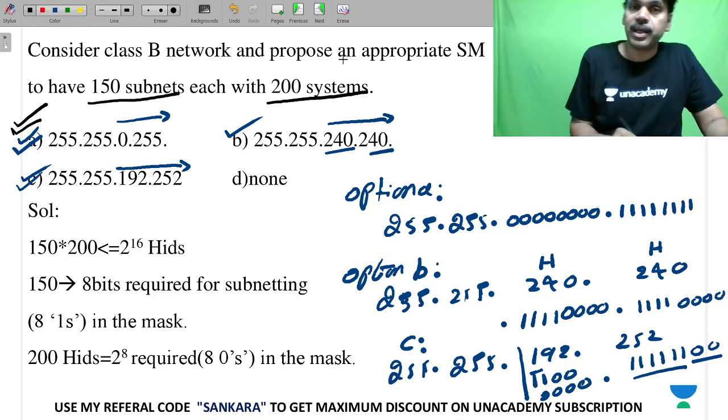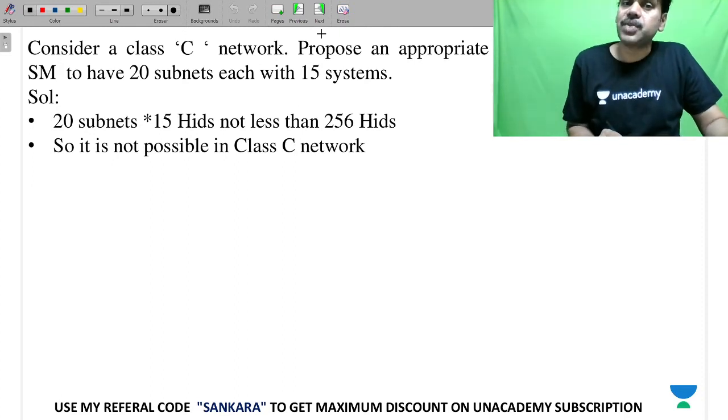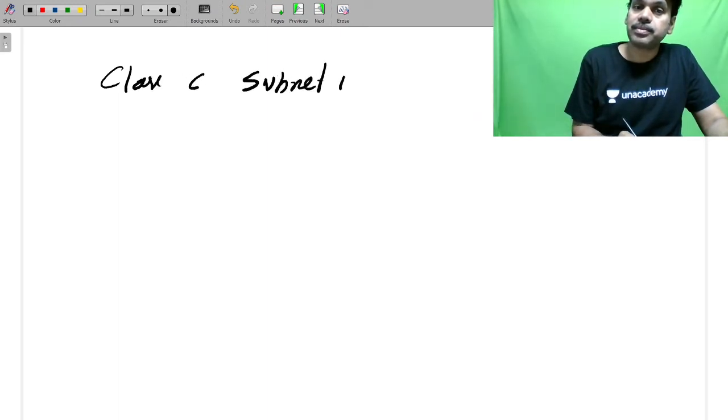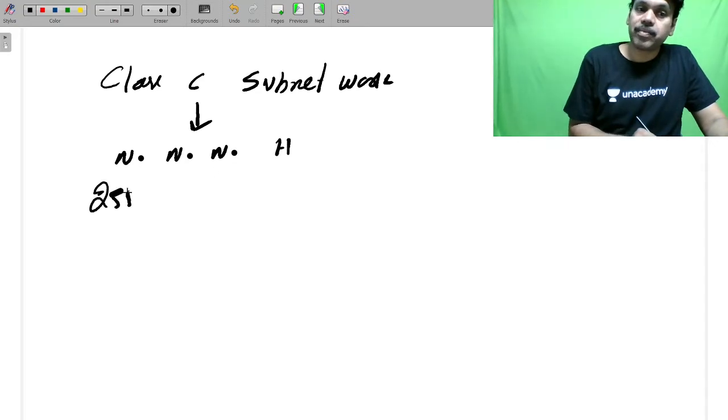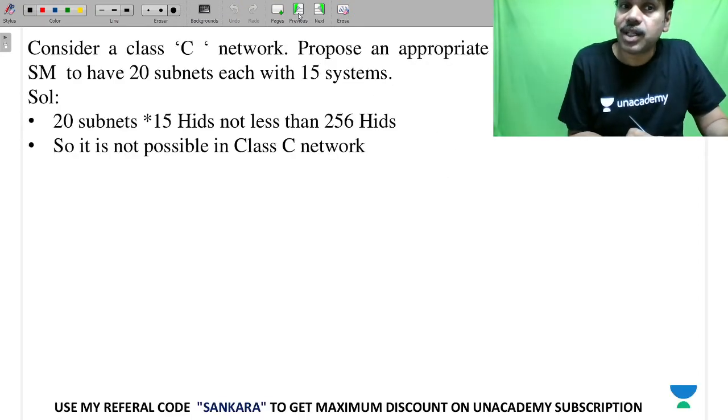Okay, now let us see another question. Consider a class C network, propose an appropriate subnet mask to have 20 subnets. So let us see the class C subnet. Class C is nothing but N.N.N.H, which is 255.255.255 and 8 zeros. This is your class C default mask. What is being asked? 20 subnets.